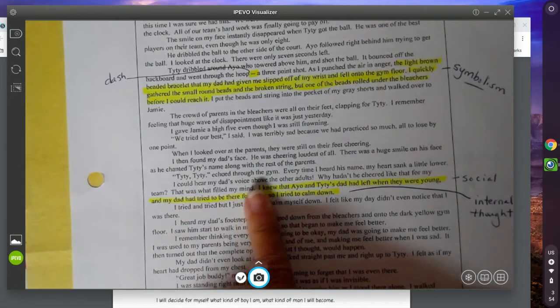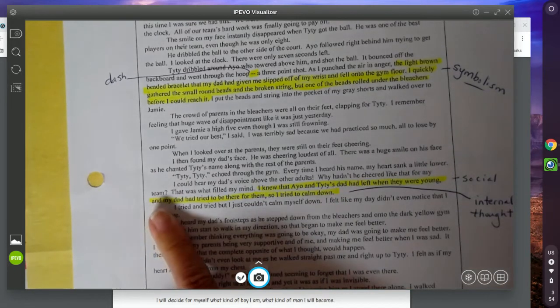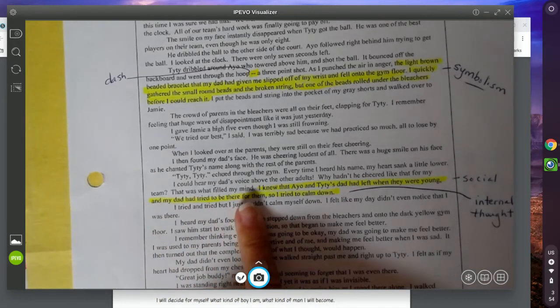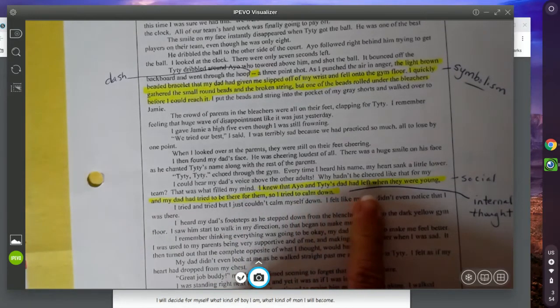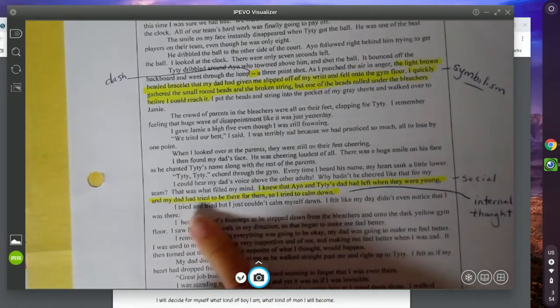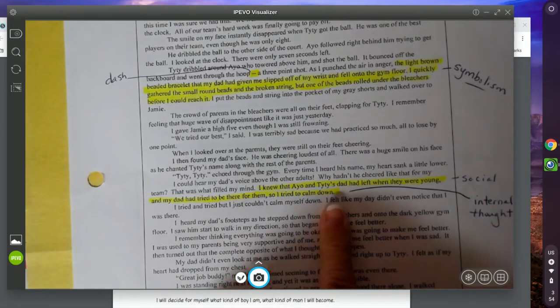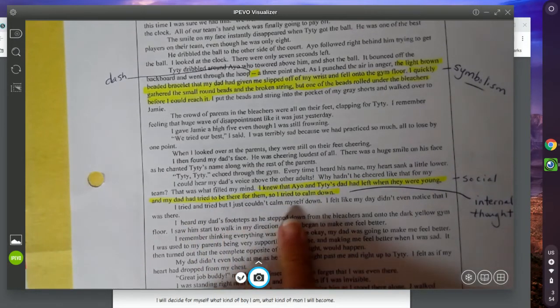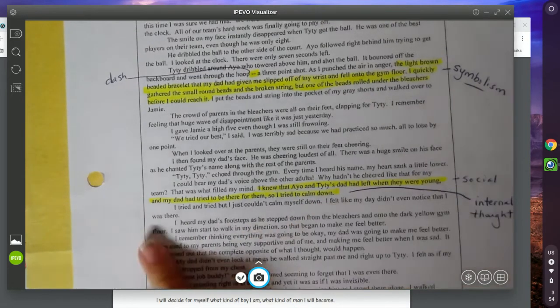I could hear my dad's voice above the other adults. Why hadn't he cheered like that for my team? That was what filled my mind. I knew that Io and Tidy's dad had left when they were young, and my dad had tried to be there for them, so I tried to calm down. I tried and tried, but I just couldn't calm myself down. I felt like my dad didn't even notice that I was there.